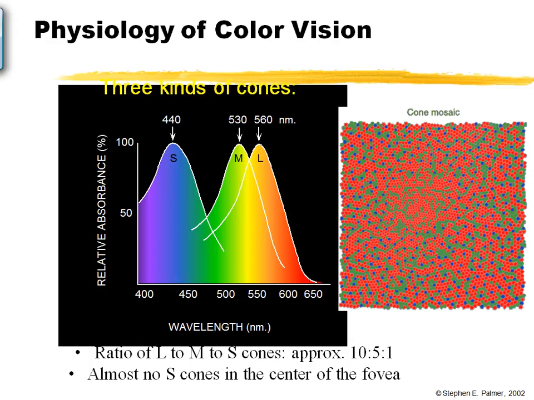Okay? So if I were to look at a cone mosaic, right, a distribution of cones in the fovea, this is kind of what it would look like. You see that the center is mostly all red and green sensors, no blue. And as you go away from the center, you start seeing more blue sensing cones.